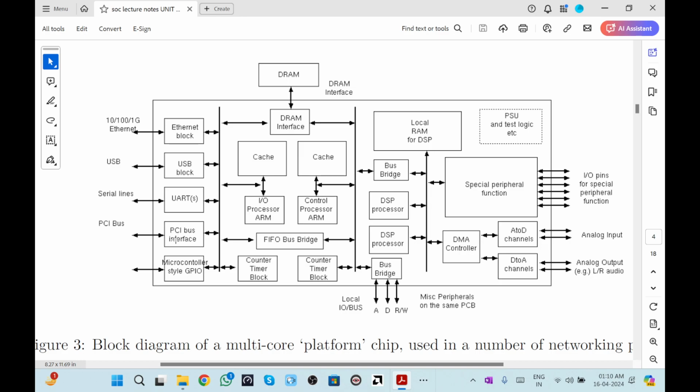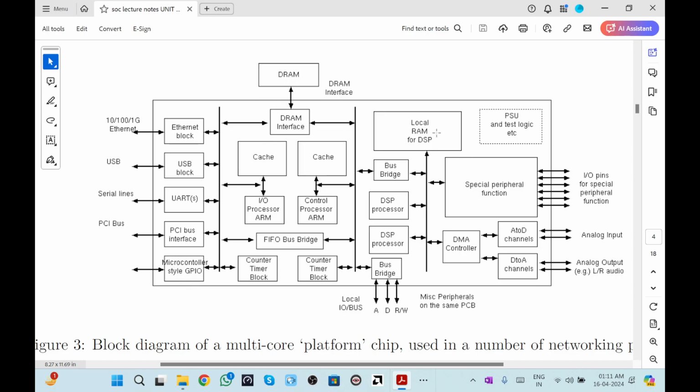Then comes the PCI bus. The PCI bus is a bus that we use in the internal architecture for communication across the whole computer system. PCI is majorly used in inbuilt connections for communication of processors, graphic cards, audio drivers, display, etc. These PCI buses are used to connect the interface within the microprocessor or the controller. Then we have this microcontroller style GPIO.